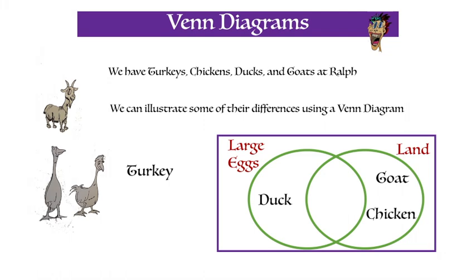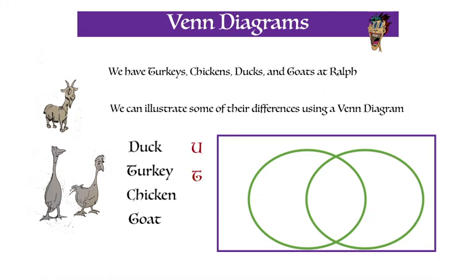Chickens don't like to be on water, and their eggs are pretty small in comparison, so they'd fit in the same region as goats. And then lastly, turkeys. Now, turkeys have relatively large eggs compared to chickens, and they live on the land. So the word "and" is important there. The turkeys are both land animals and they have large eggs.